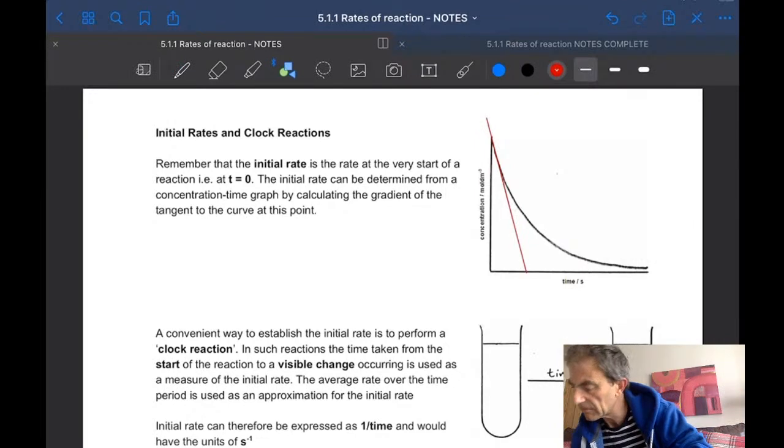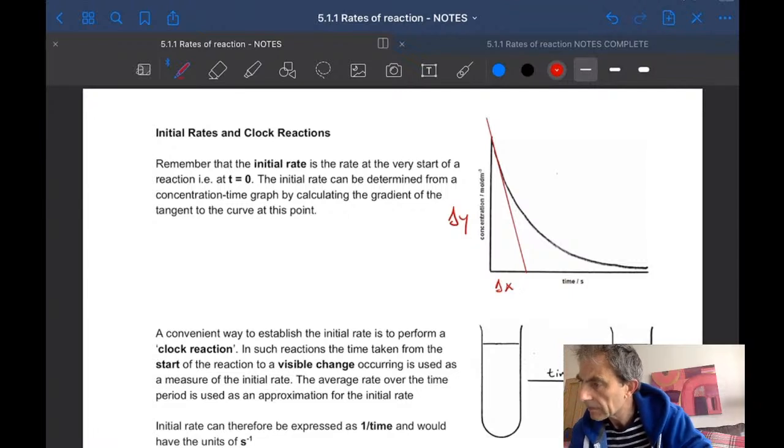Okay, so that's okay. And how would you calculate the rate? It's the change in y divided by the change in x. So the initial rate is the change in y over the change in x.